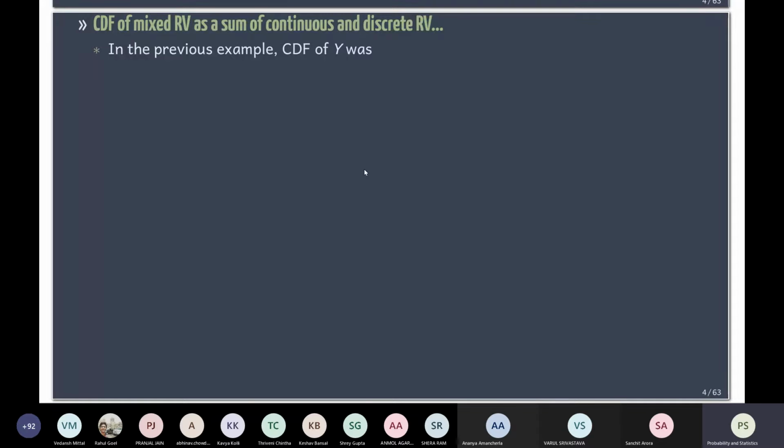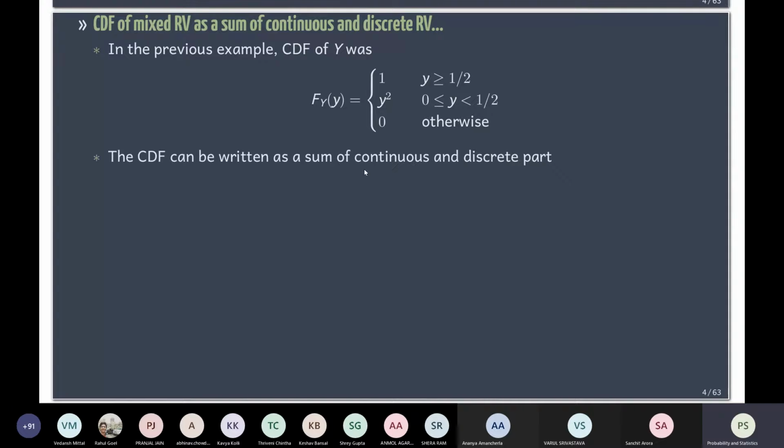So in the previous example, what we saw is that the CDF of y was this. This is something we solved in the last class, and that was the plot that I was showing for this. And the CDF can be written as a sum of continuous and discrete parts. So that's what I'm claiming now: the CDF can be written as a sum of continuous and discrete parts.